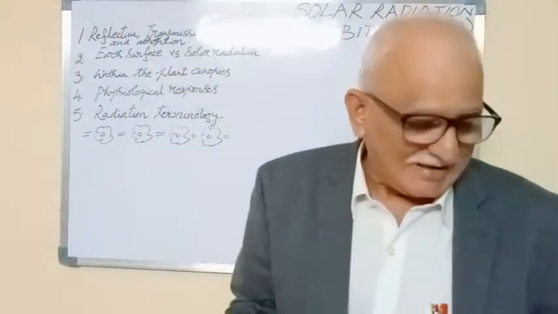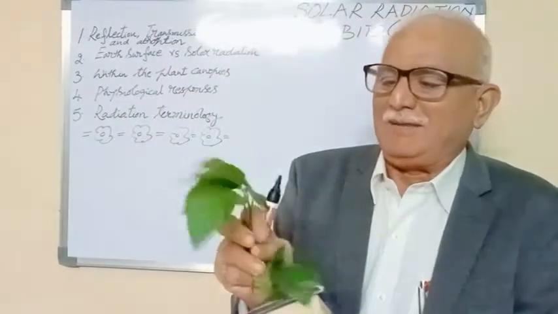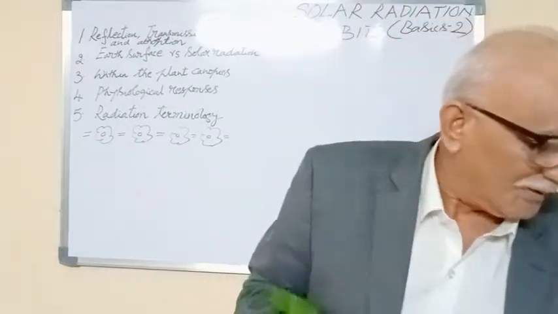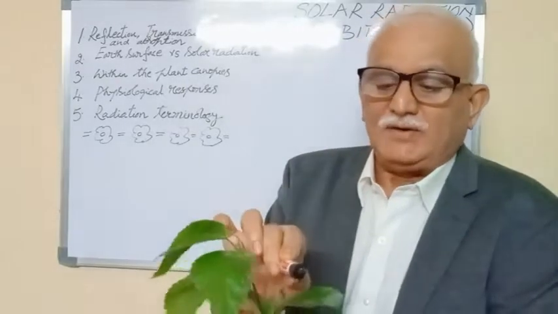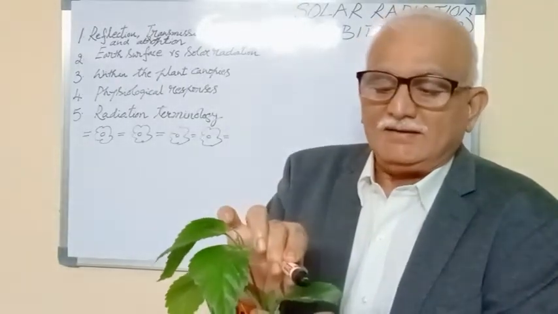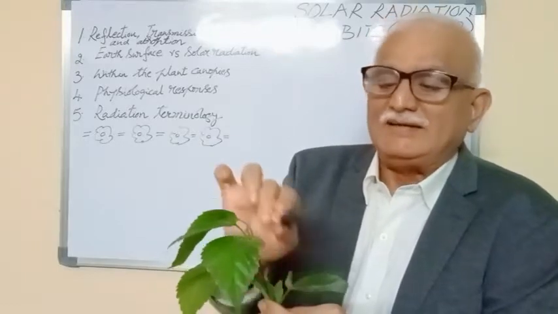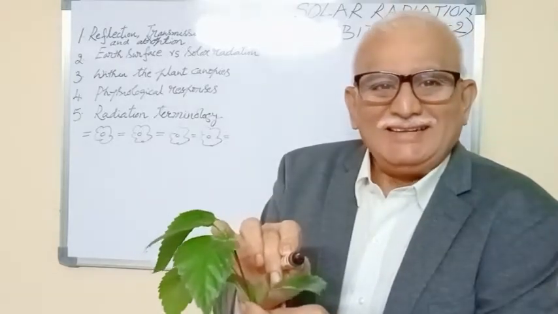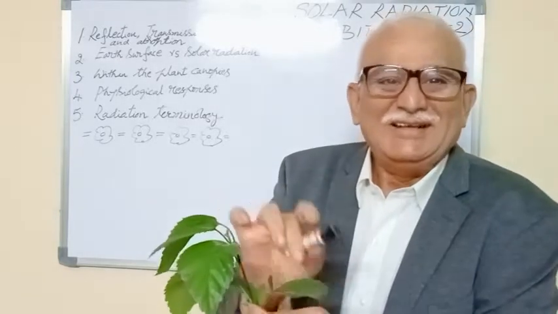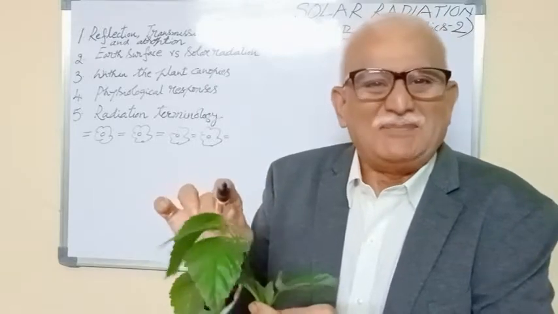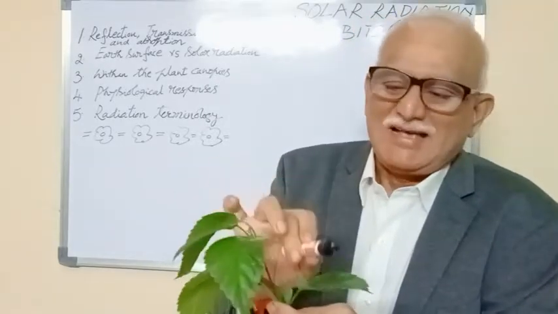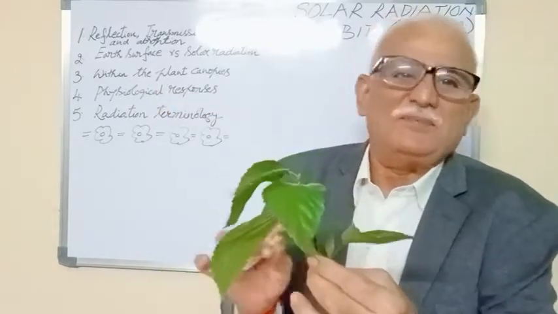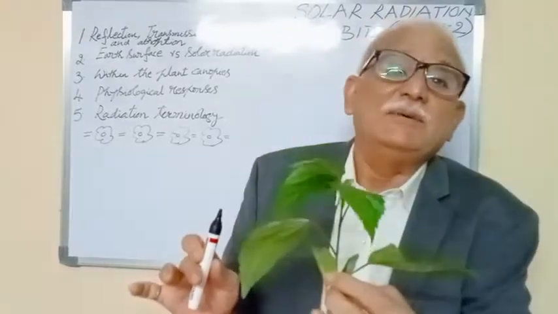Reflection, absorption and transmission. See, here a plant is there. I am showing it to you. What is happening is, as far as this particular leaf is concerned, usually the energy that is falling, 75% is reflected by the crop. This bit will come. 10% is transmitted, so the remaining 15% is absorbed.